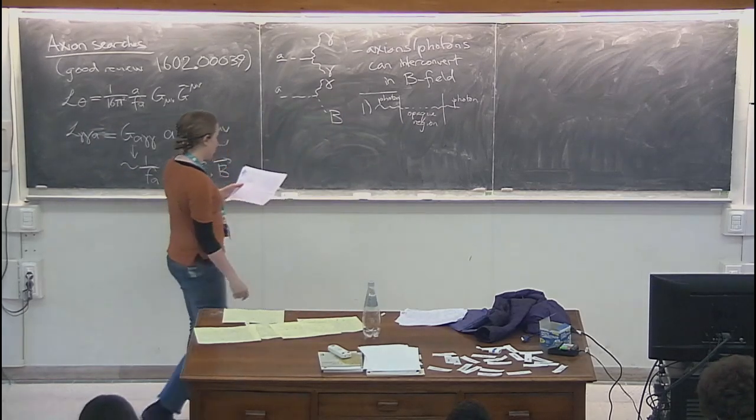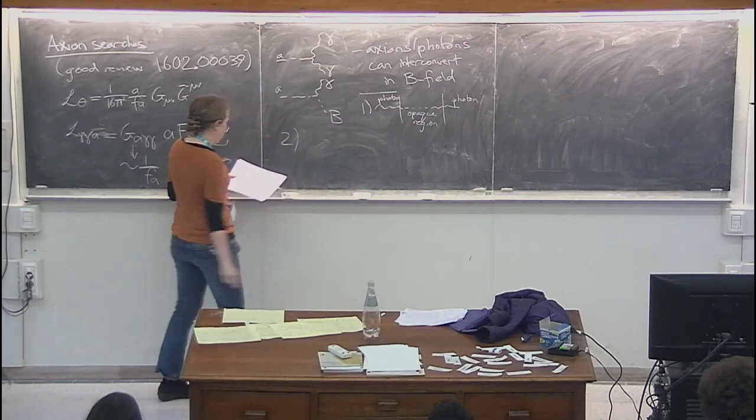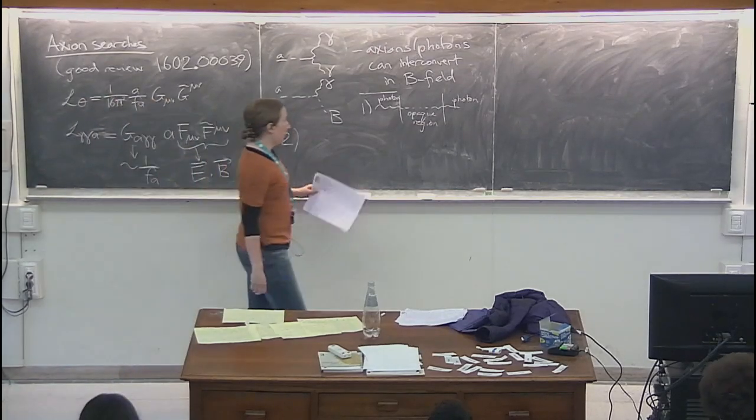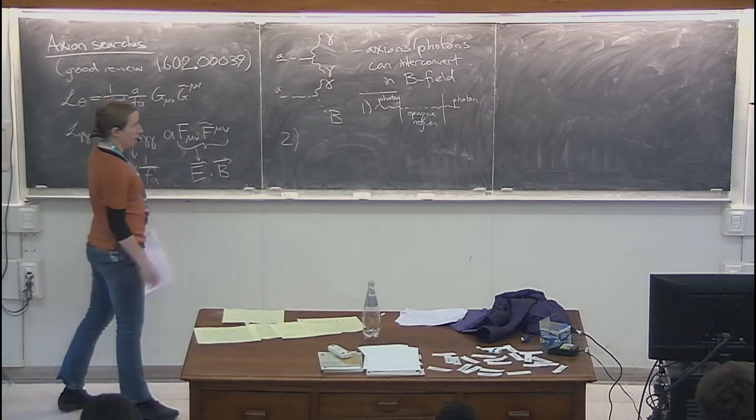Another possibility is, if there's this axion field pervading all space, since if it's the dark matter, then if you have an ambient B field, those dark matter axions could potentially convert into photons in your detector.